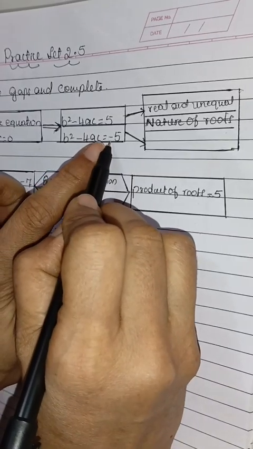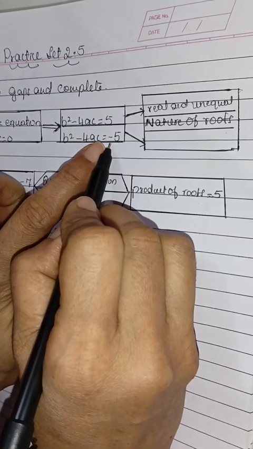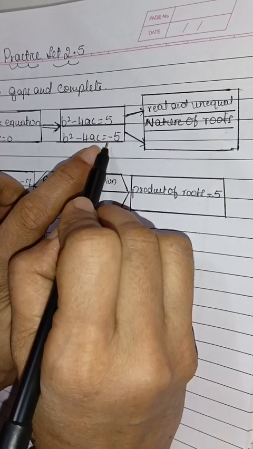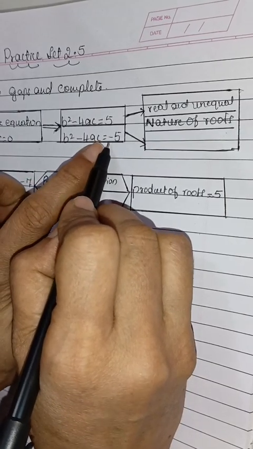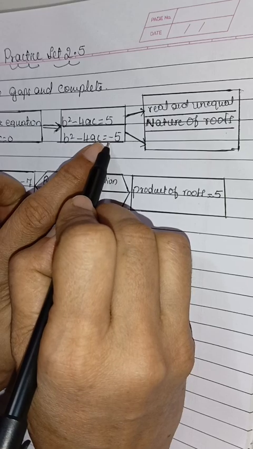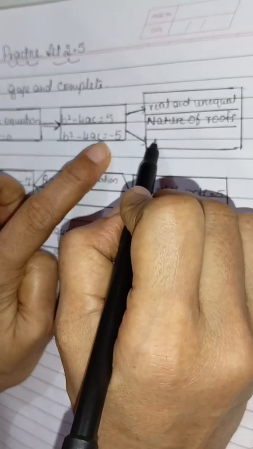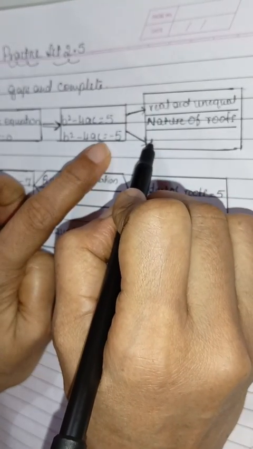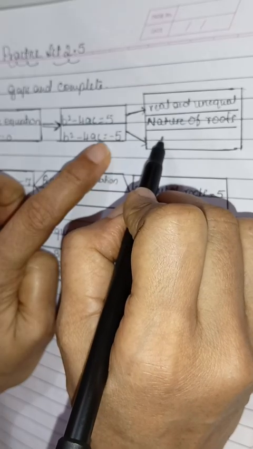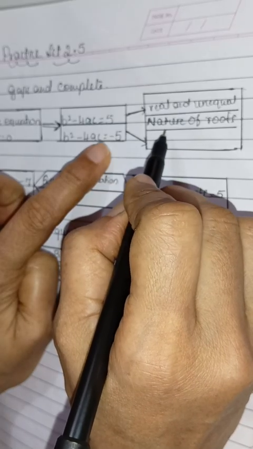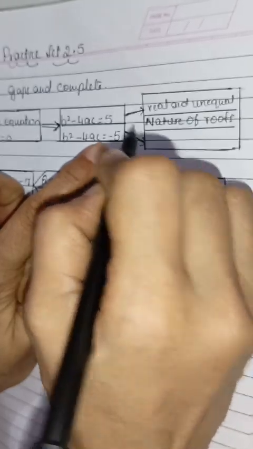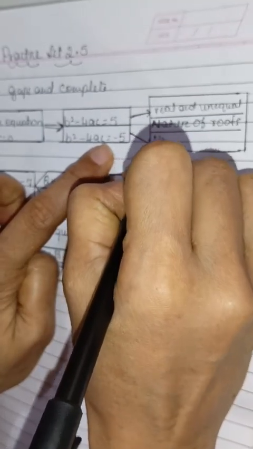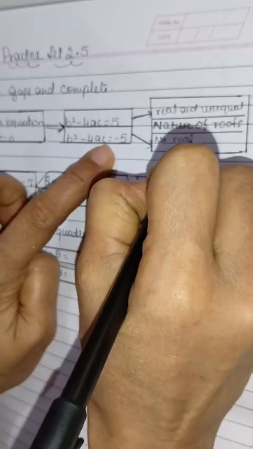Here b square minus 4ac is delta, and delta is minus 5. Minus 5 means less than 0. What is the condition when delta is less than 0? The roots are not real. So we can write no real roots.